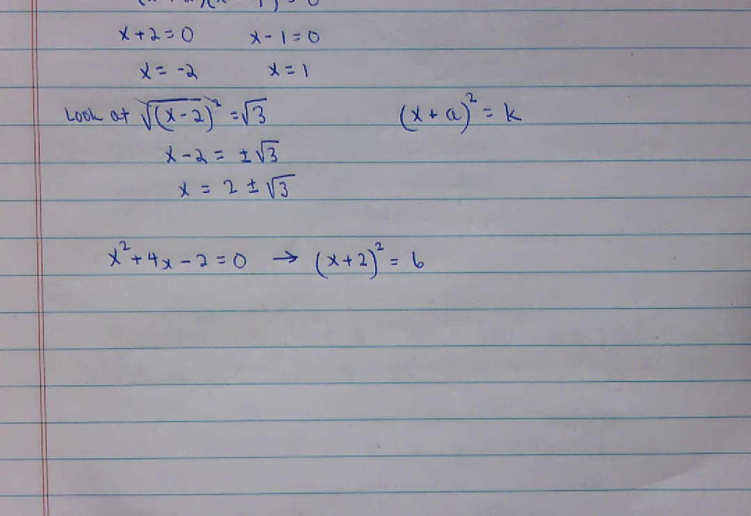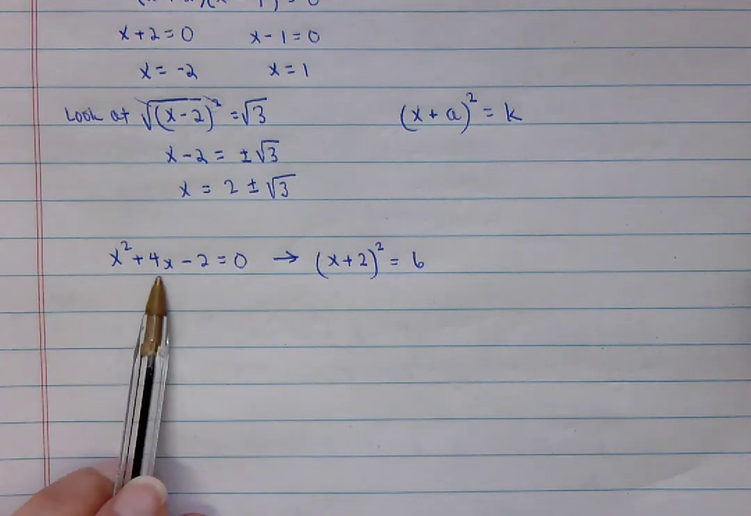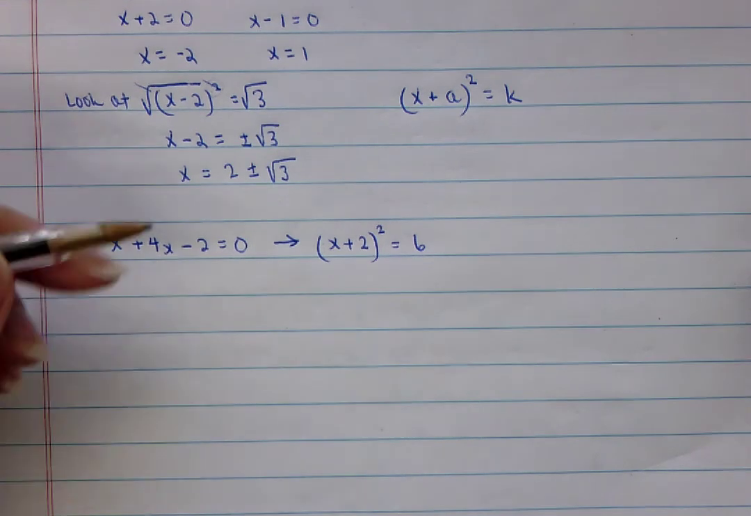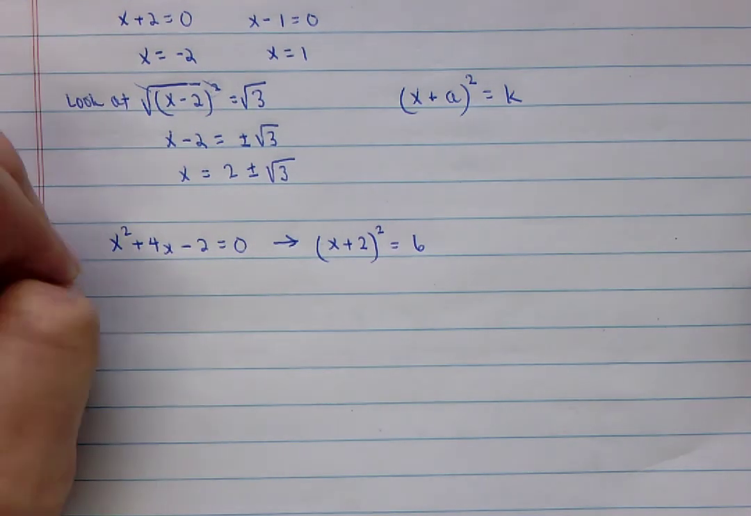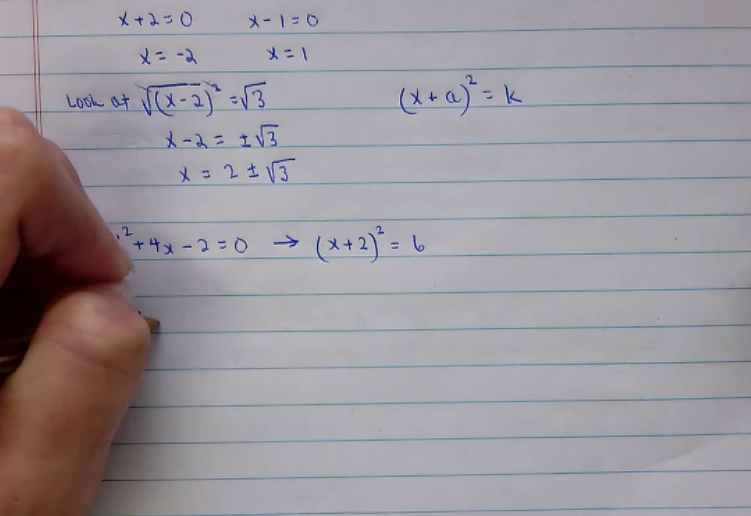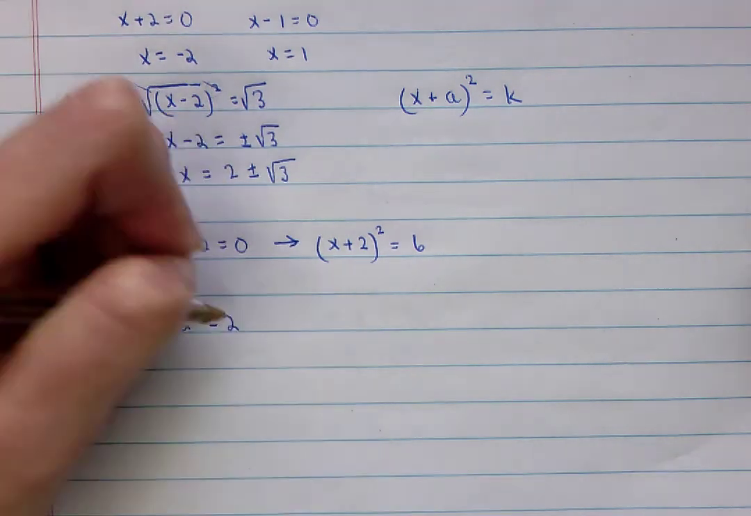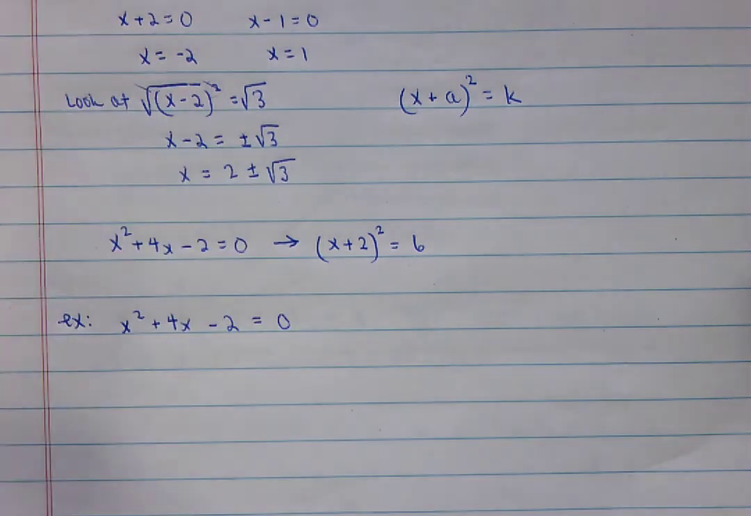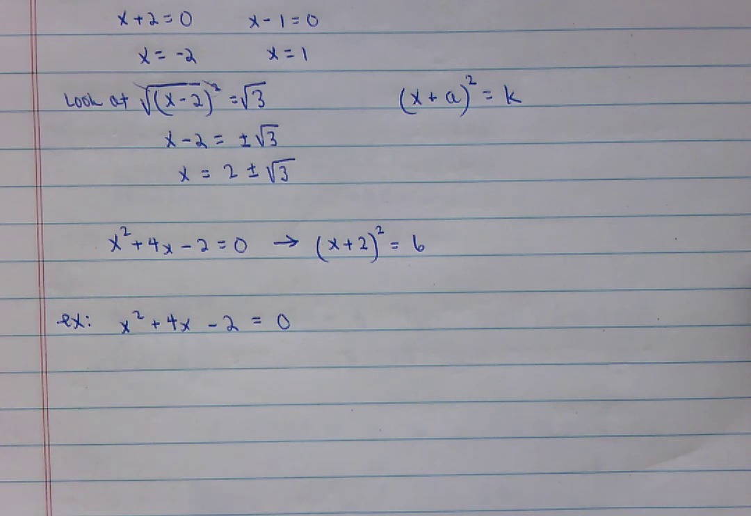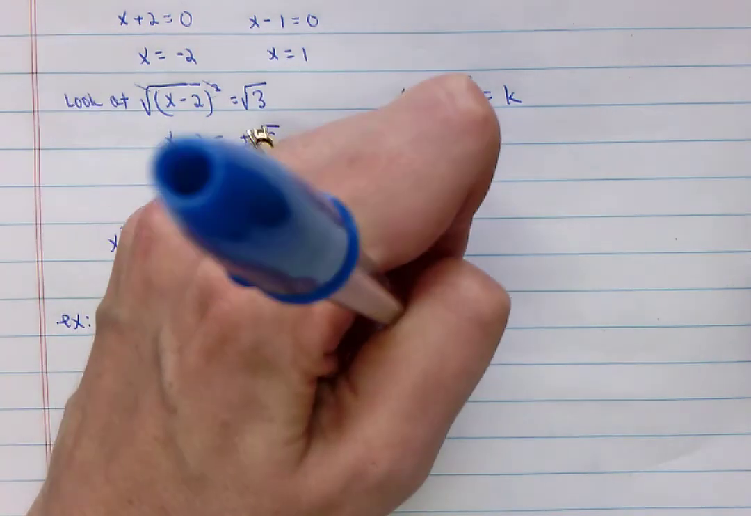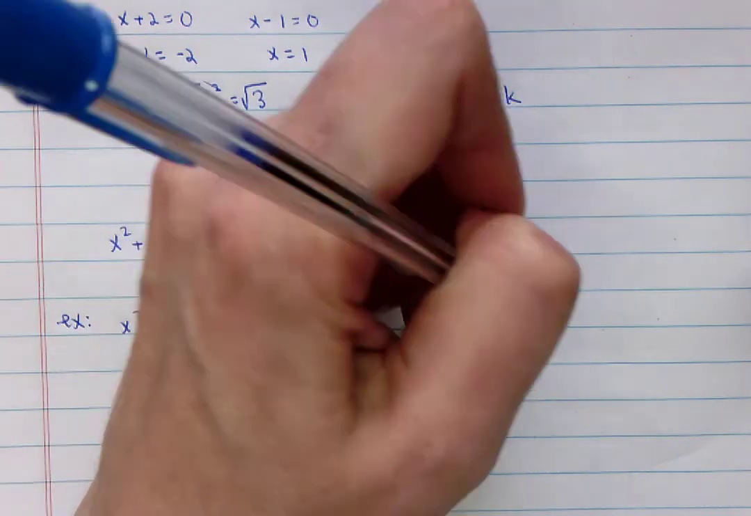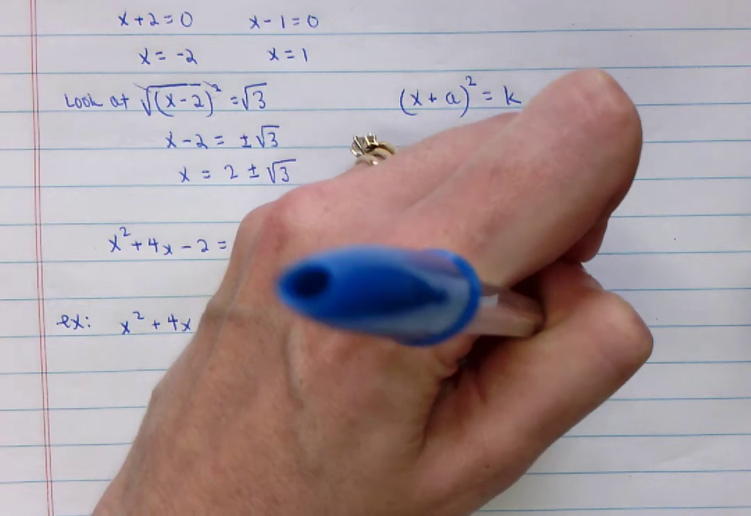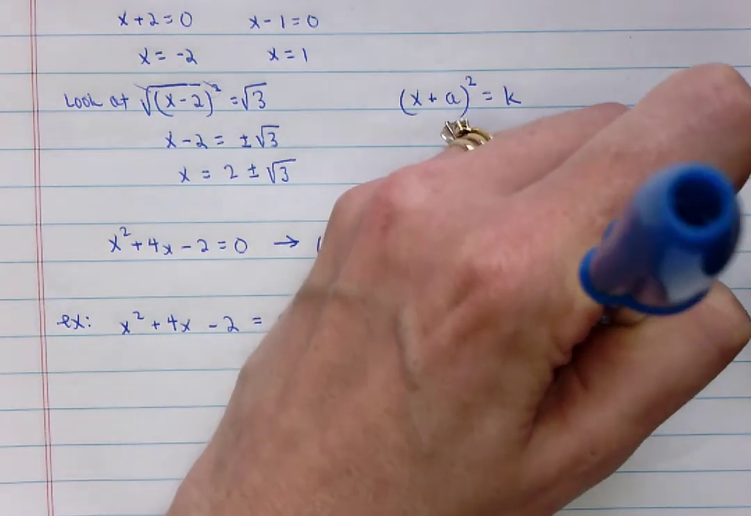So let's talk about what we mean by completing the square. So let's look at this right here. I'm just going to give you this example. We'll go ahead and do this one. So when you complete this square, you're trying to create a perfect square trinomial. So over here on the side, I'm just going to write that. Create a perfect square trinomial.